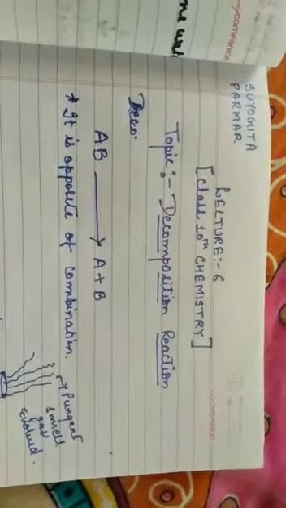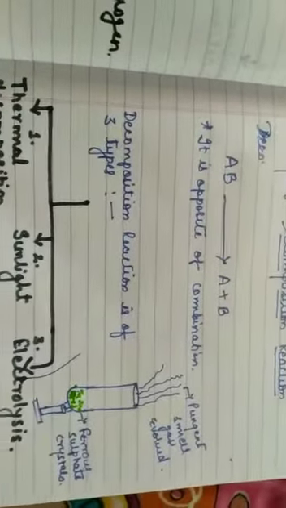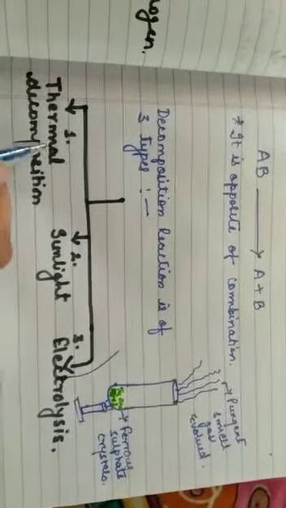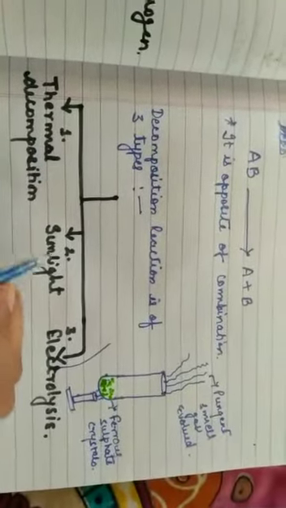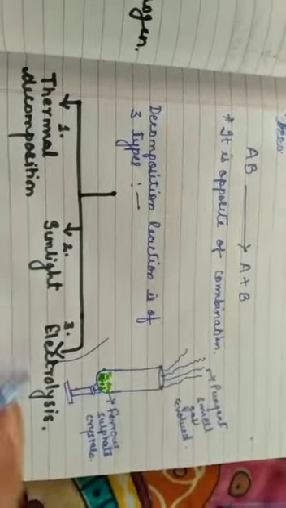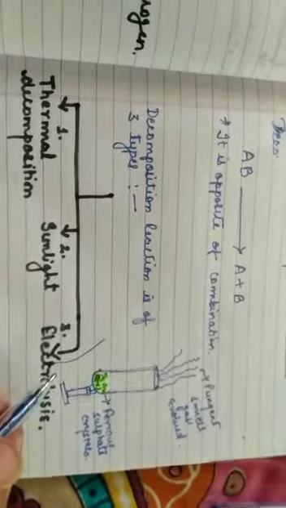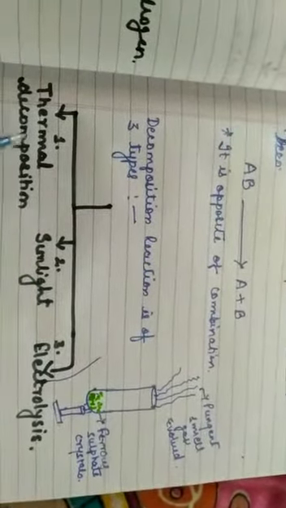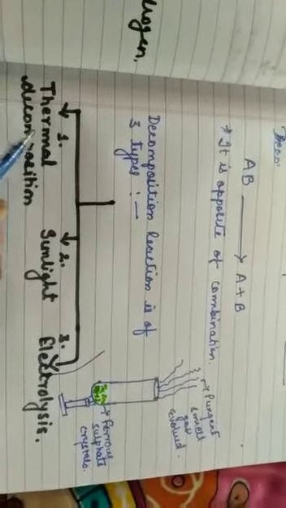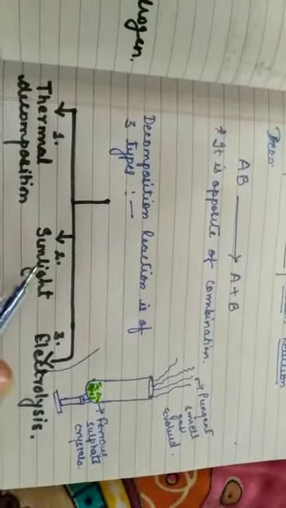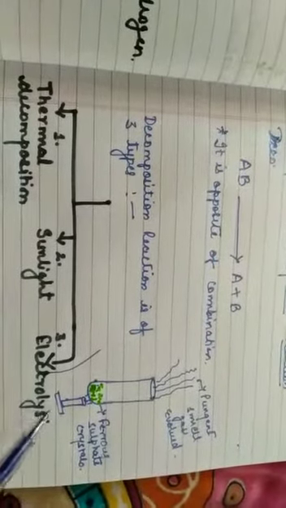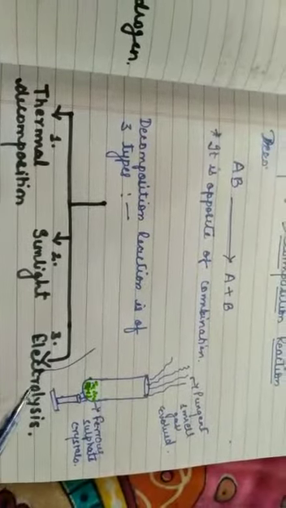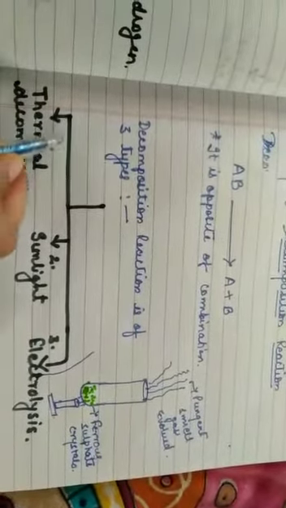Now, the decomposition reaction is of three types. The first is the thermal decomposition, second sunlight decomposition, and the third the decomposition through electricity. Now what do you mean by thermal? Thermal means the reaction in which heat is involved, and the reaction in which the sunlight is involved, and the reaction in which electricity is involved is known as electrolysis. Now we will start with the thermal decomposition.